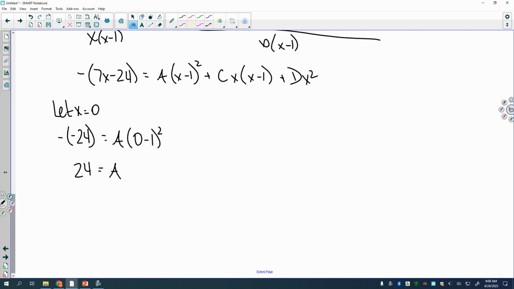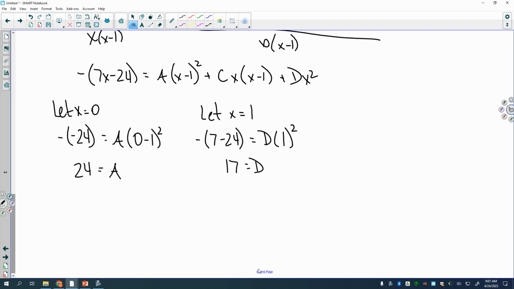And again, I can let x equal 1. On the left side, I plug that in. On the right side, that will make the a term and the c term drop out. It'll make both of those zeros, and I'm left with d times 1 squared. So on the left side, I get a positive 17, and then I get d. So d is equal to 17.